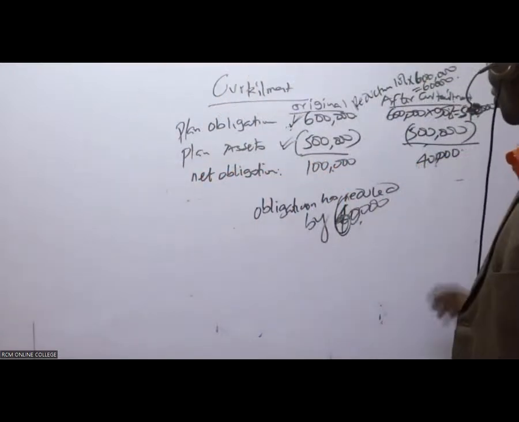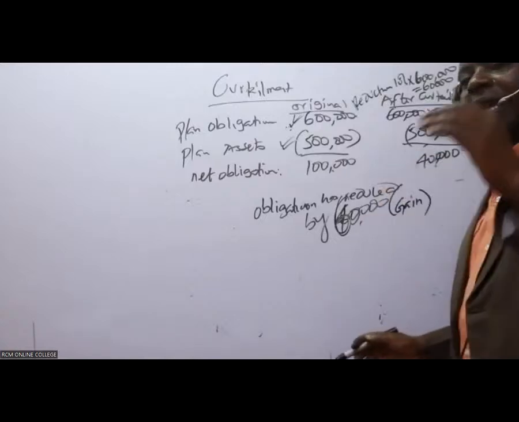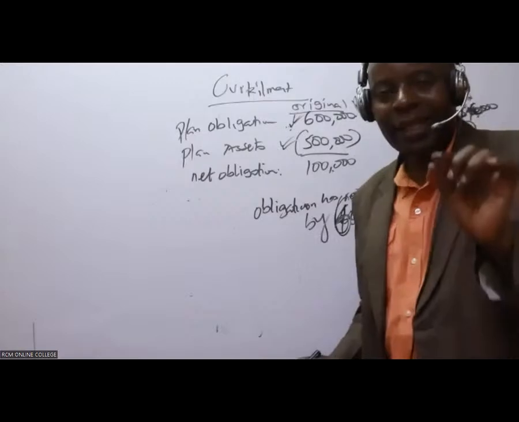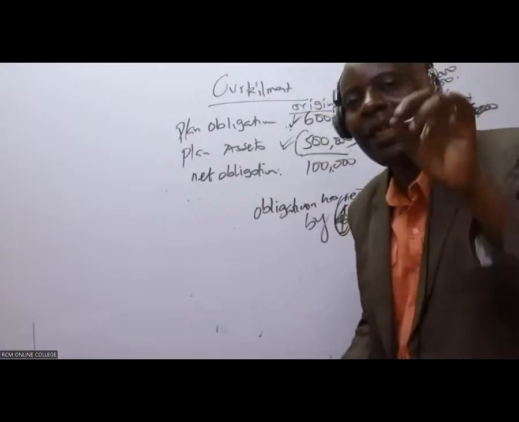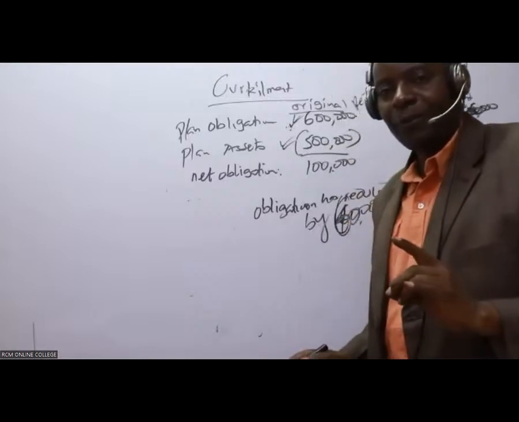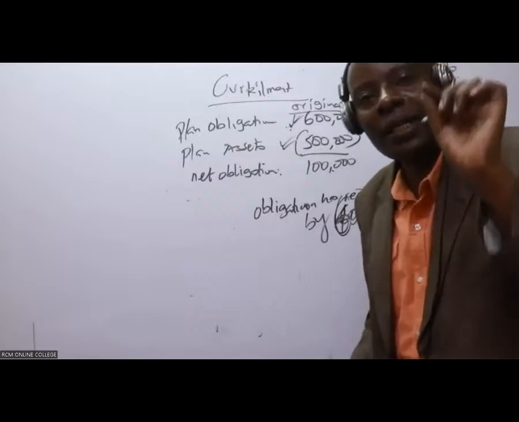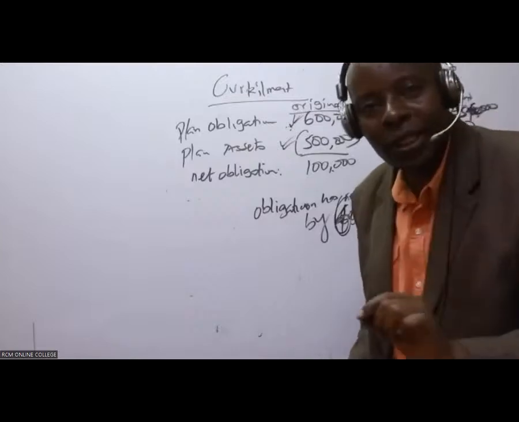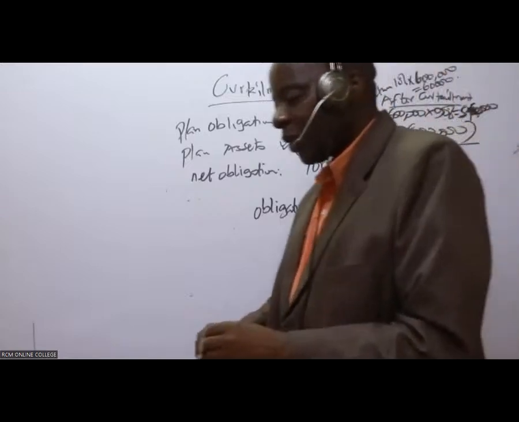Has reduced by 6. And remember, any curtailment, gain or losses, they are normally adjusted in the service cost. I'm repeating again: any curtailment, gain or losses here, they are adjusted where? In the service cost. So you go to the service cost.